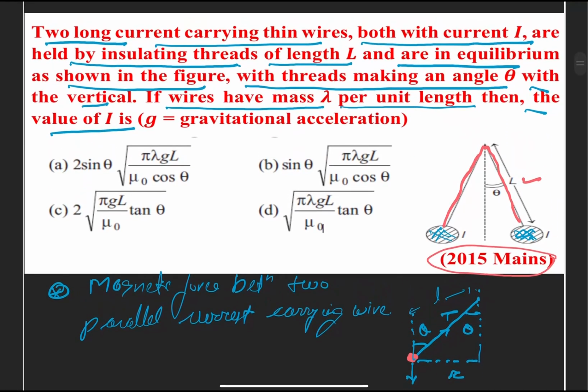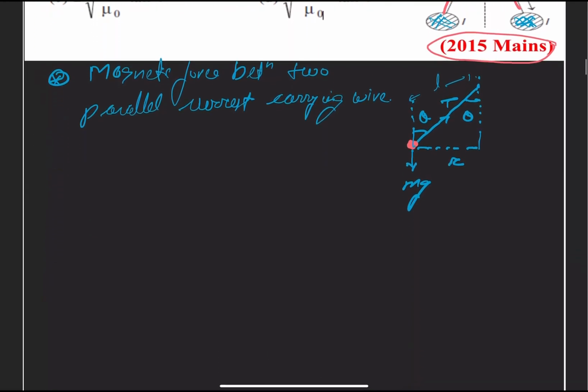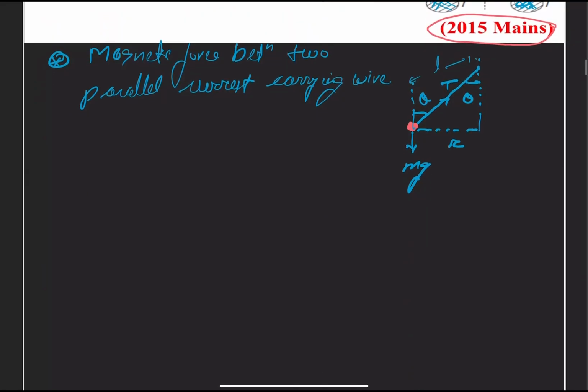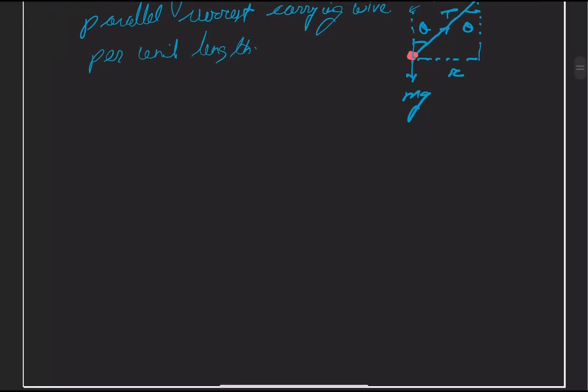And current is given as I. So we can say that the magnetic force per unit length on current carrying wires, let me complete this only, current carrying wire per unit length, and we can write that our F magnetic due to this will be giving us mu naught I square upon 2 pi r.